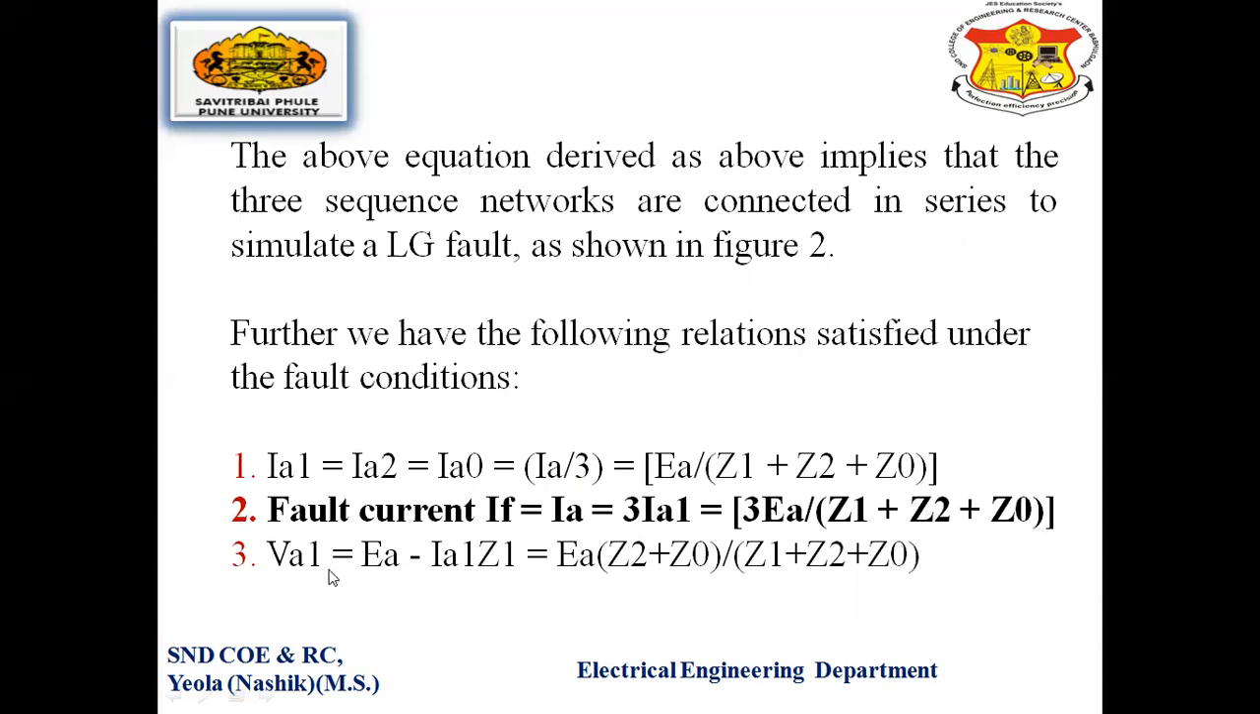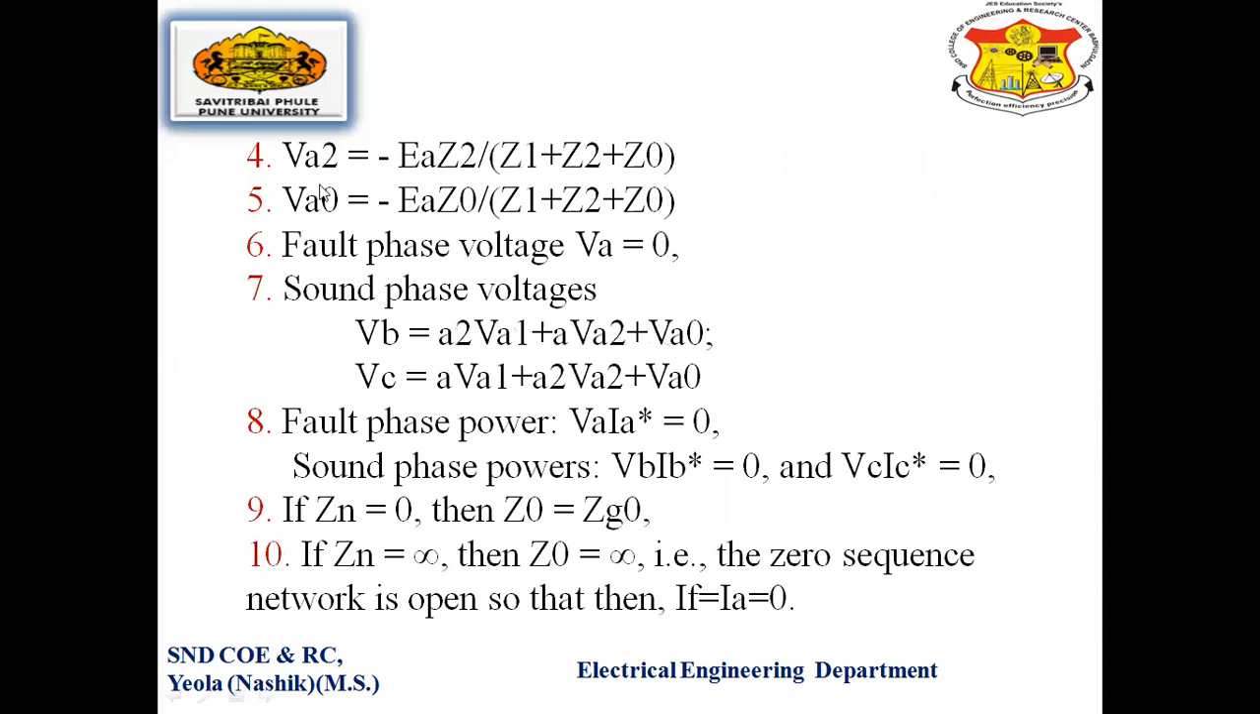The positive sequence voltage VA1 is equal to EA minus IA1 Z1, which is equal to EA times (Z2 plus Z0) divided by (Z1 plus Z2 plus Z0). VA2 is equal to minus EA Z2 divided by (Z1 plus Z2 plus Z0). Similarly, VA0 is equal to minus EA Z0 divided by (Z1 plus Z2 plus Z0). The fault phase voltage VA is equal to 0, meaning the voltage of the faulted phase A becomes 0.